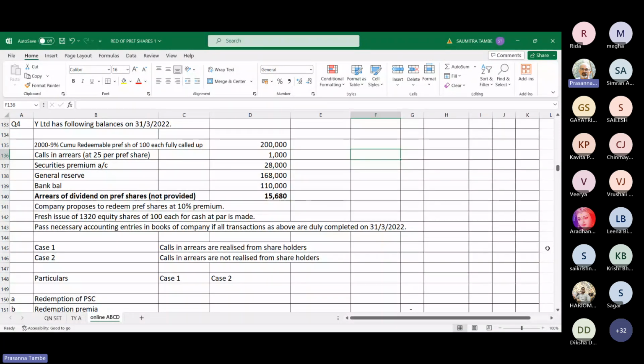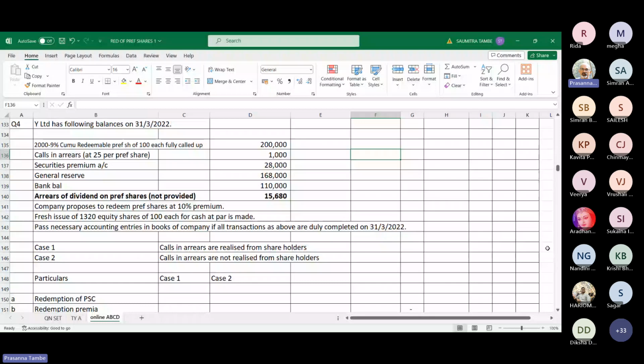If they don't pay, then what will be the other option? Forfeiture. Right. So let's take case 1 now. Case 1 says calls in arrears are realized from the shareholder. So that means before we start with redemption, you will receive the call money, that arrears amount of 1,000 rupees from the shareholders. And then all these shares will become fully paid up shares. So we will not have any issue as far as the redemption is concerned.